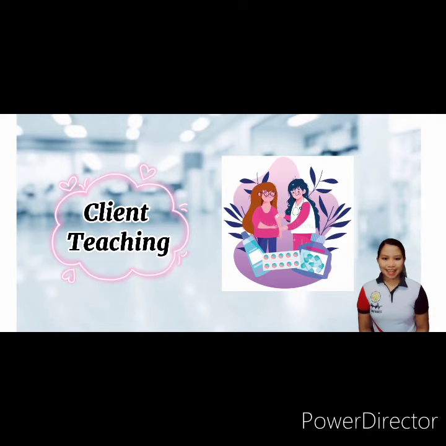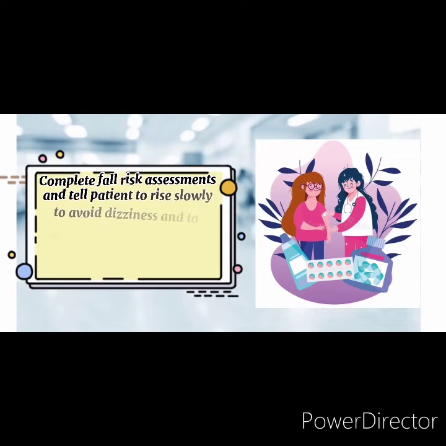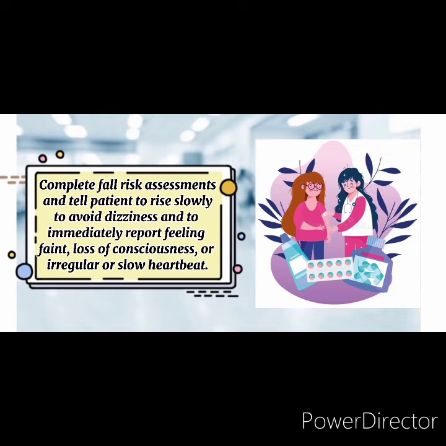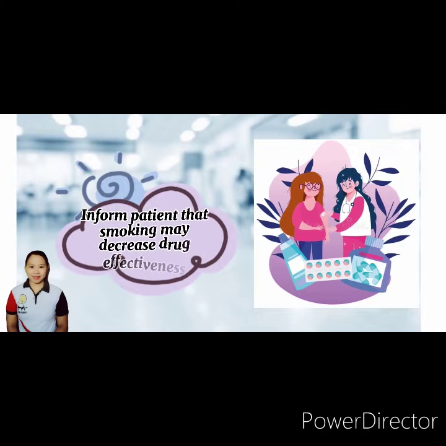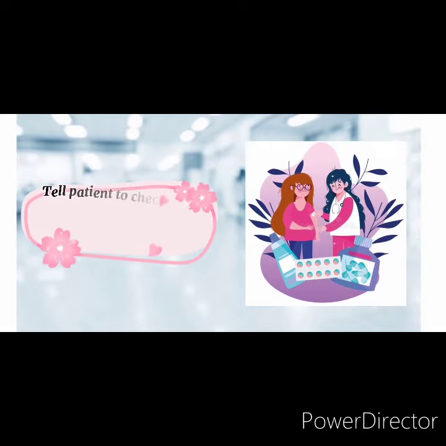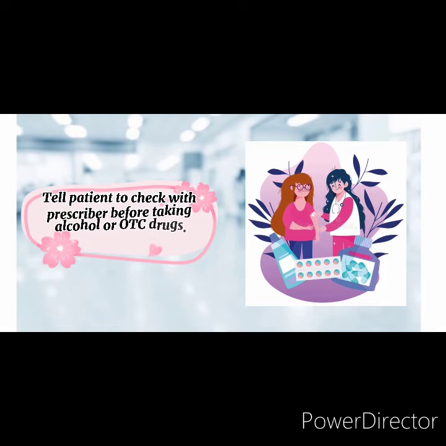The common client teaching in administering clozapine. Complete full risk assessments and tell the patient to rise slowly to avoid dizziness and to immediately report feeling faint, loss of consciousness, or irregular or slow heartbeat. Inform the patient that smoking may decrease drug effectiveness. Tell the patient to check with the prescriber before taking alcohol or over-the-counter drugs.